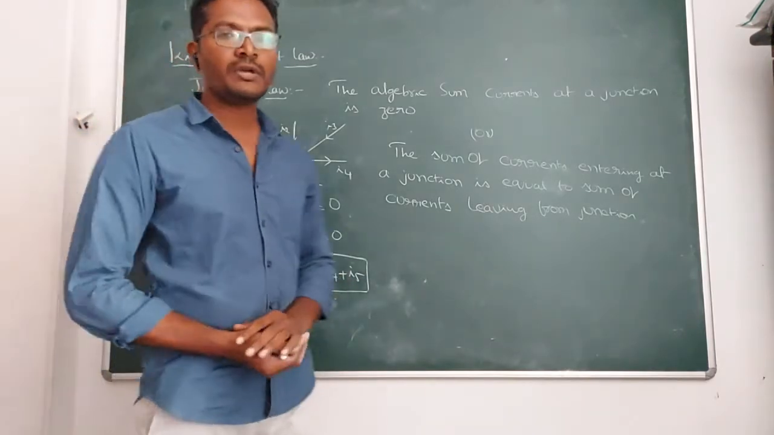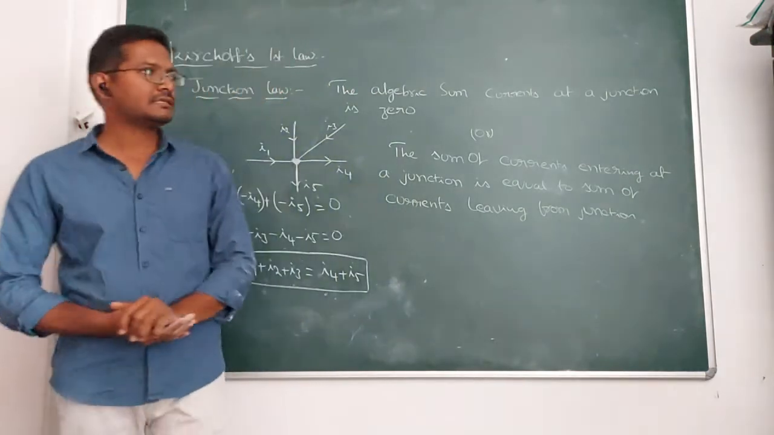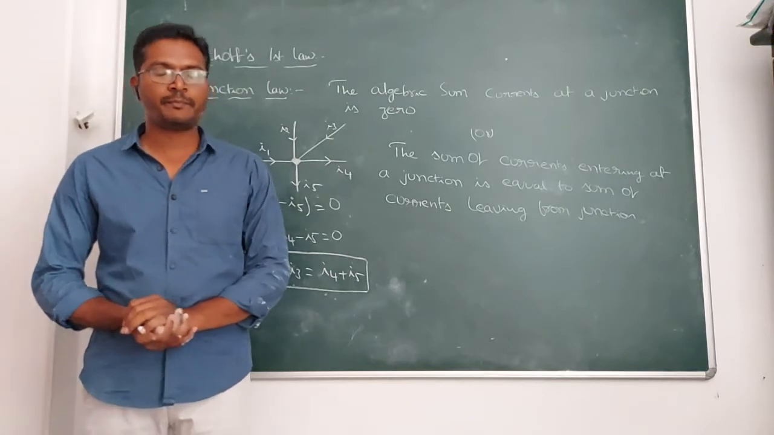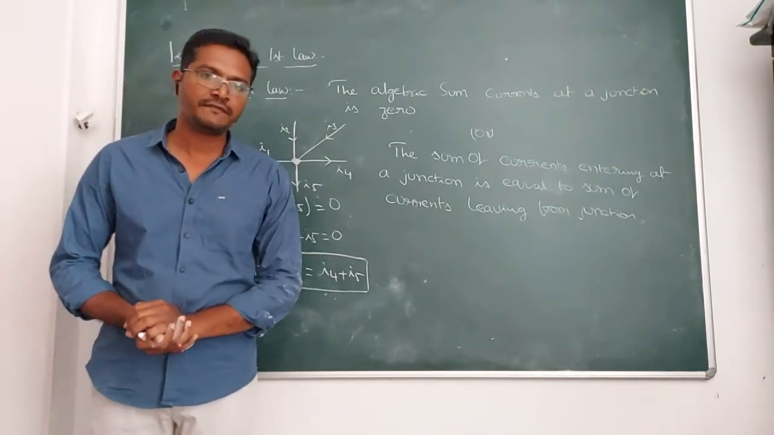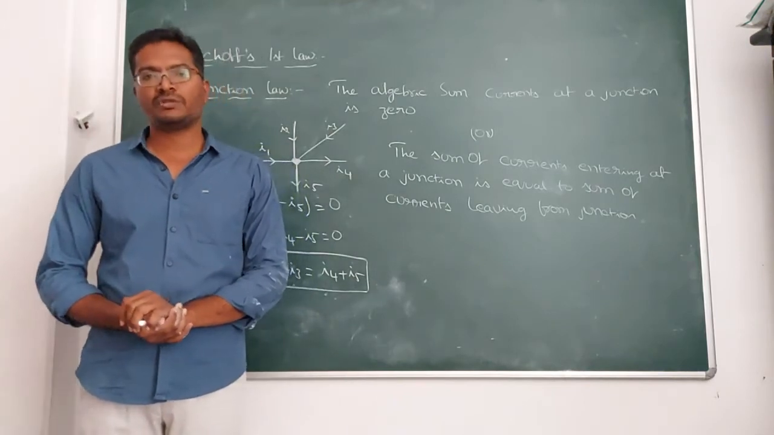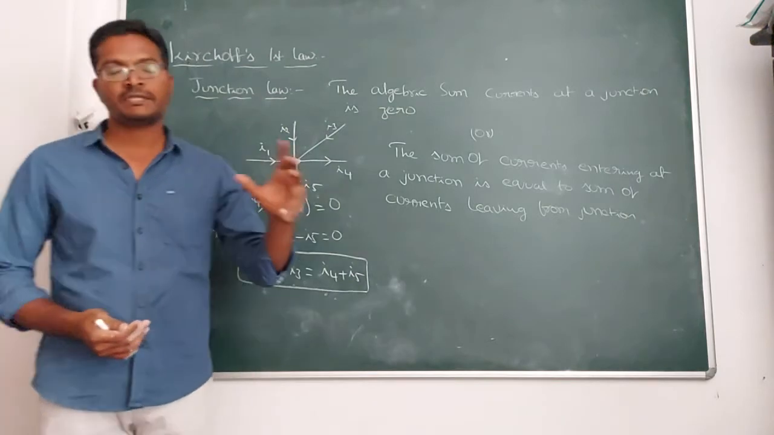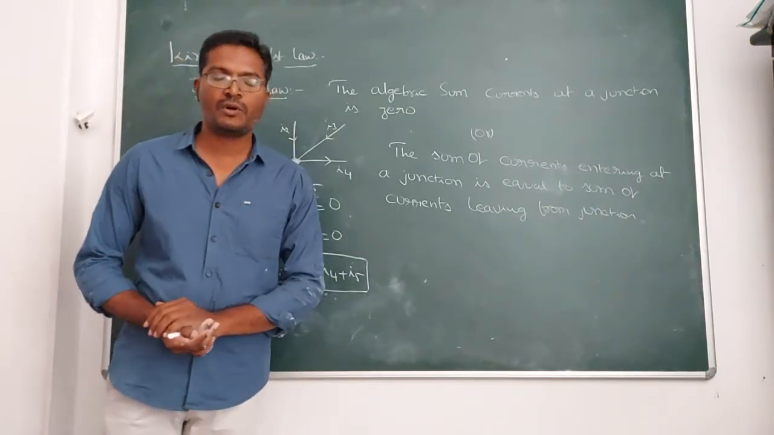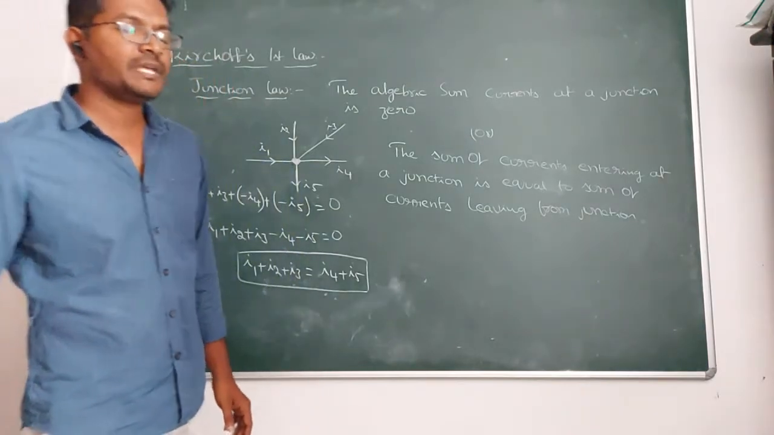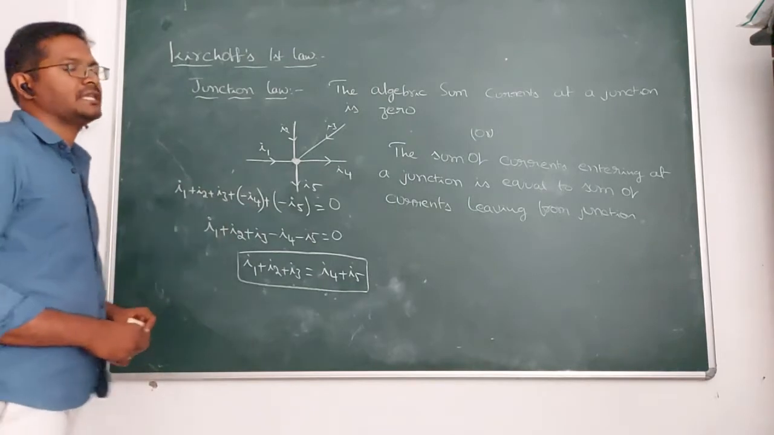And the question you are going to get here is, on what basis is the junction law stated? So the junction law is stated on the basis of the law of conservation of charge. No charge is created, no charge is destroyed. Whatever charges are coming, the same number of charges are leaving. This is about Kirchhoff's junction law.